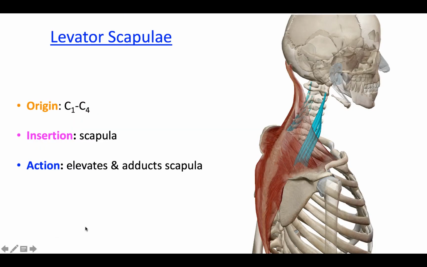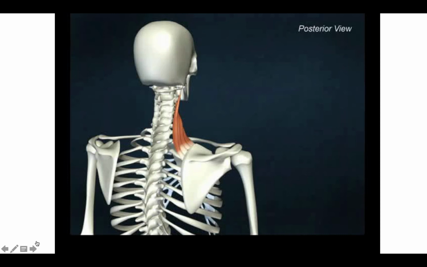All right, next muscle, levator scapula. All right, so that's highlighted here in blue. They look like little strips, right? So it's one muscle. The origin is at the C1 through C4, and the insertion is at the scapula. All right, its job is to elevate and adduct the scapula. So all of these muscles work in tandem to achieve certain goals.